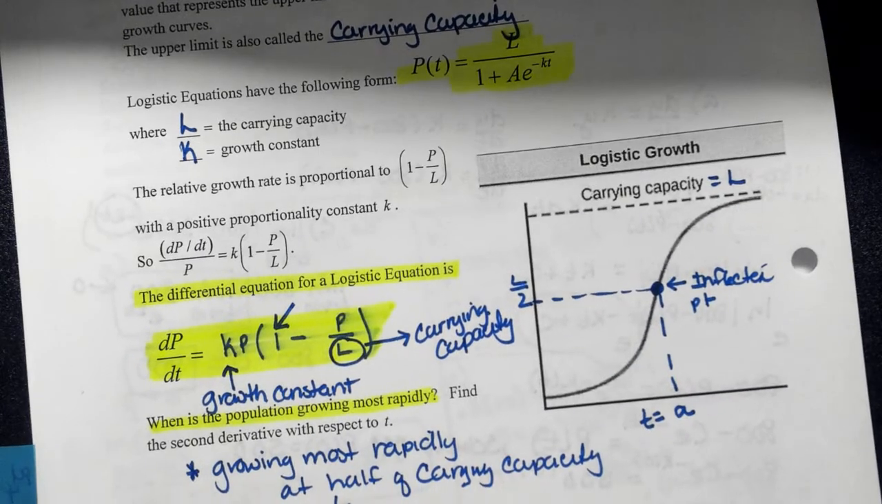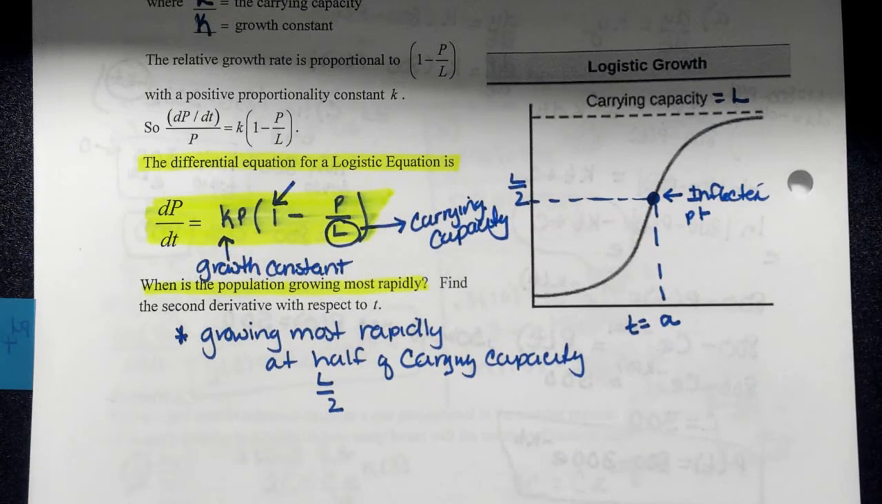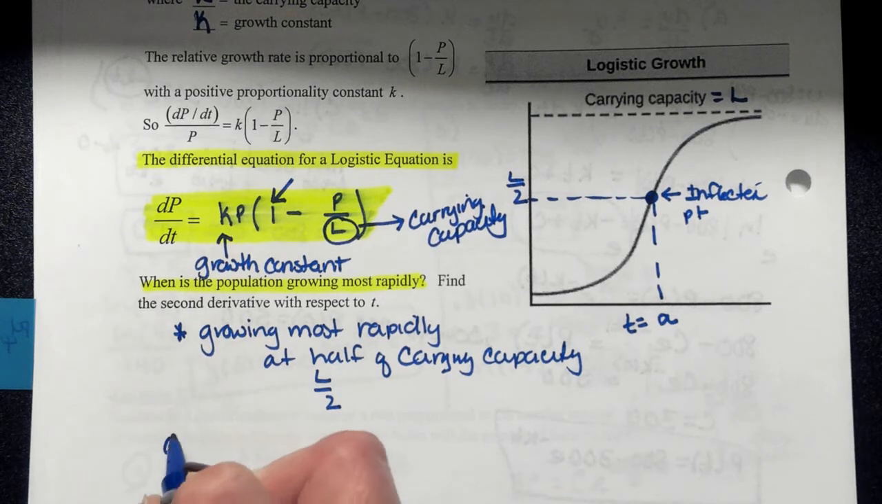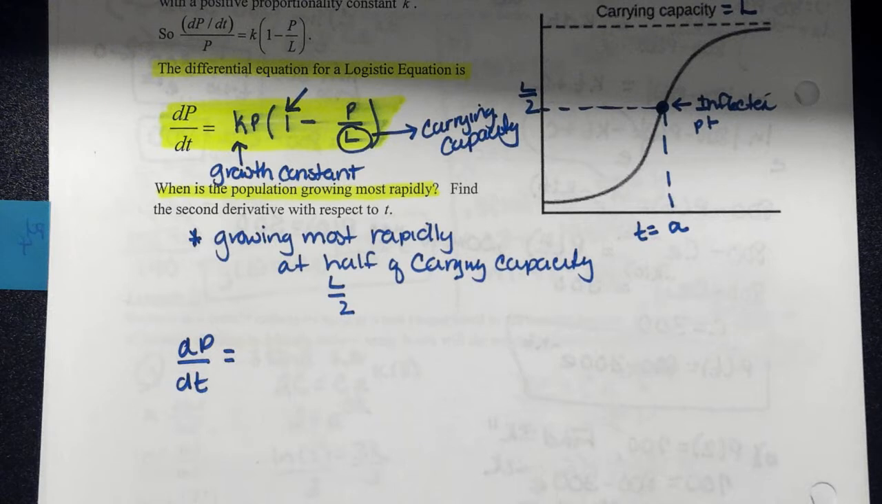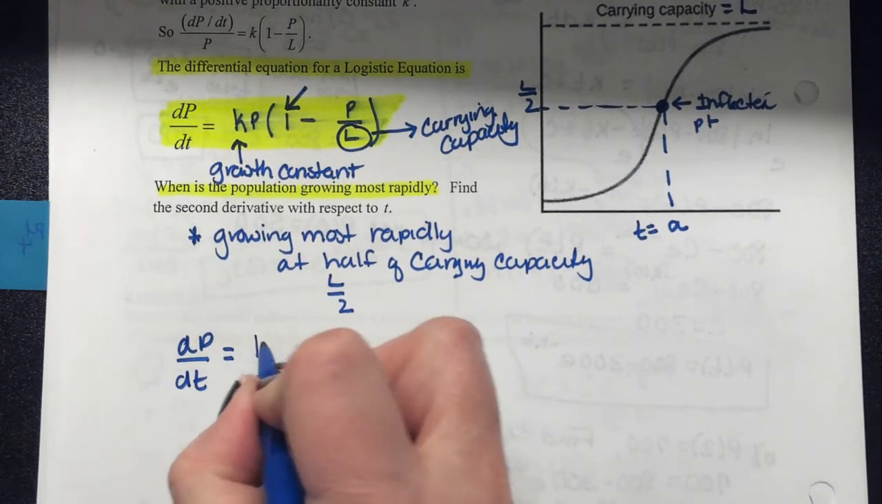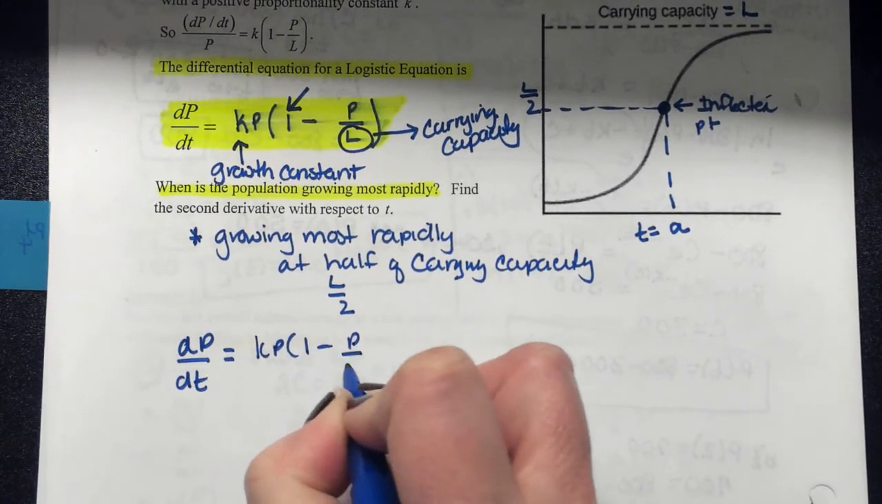All right, the reason why the population is growing most rapidly at half the carrying capacity is, let's take a look at the differential form of your logistical model. Your dP/dt is equal to kP times 1 minus P over L.